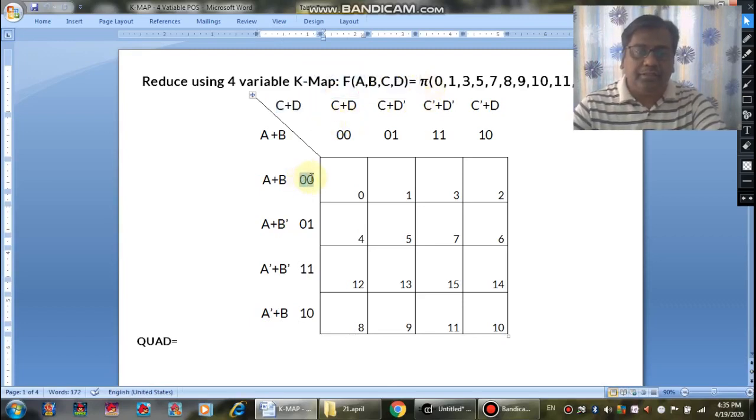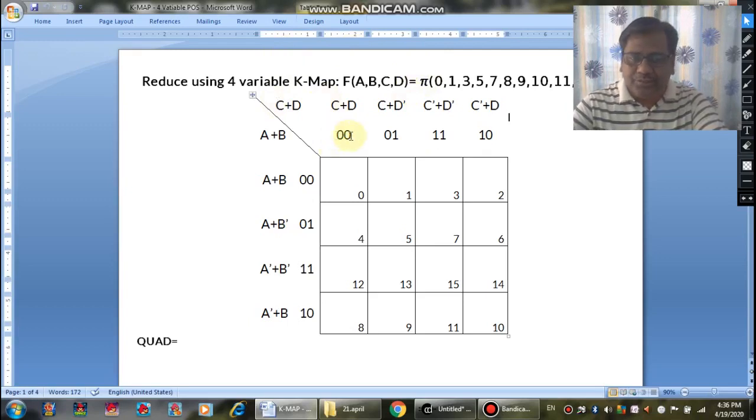After that we will be writing the gray code, that is 00, 01, 11 and 10. In the top as well 00, 01, 11 and 10. We will write the gray code. Once the gray code has been written, now we will write the maxterm. Why maxterm? Because we are working on POS.